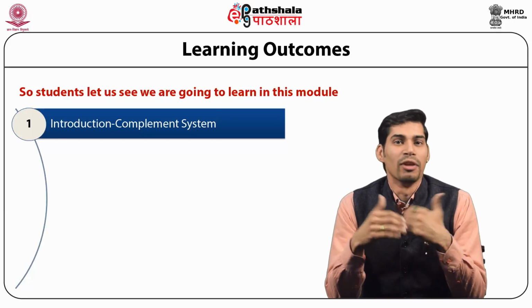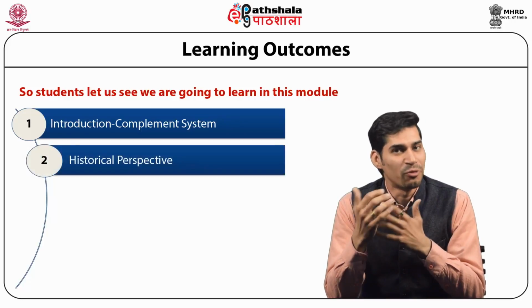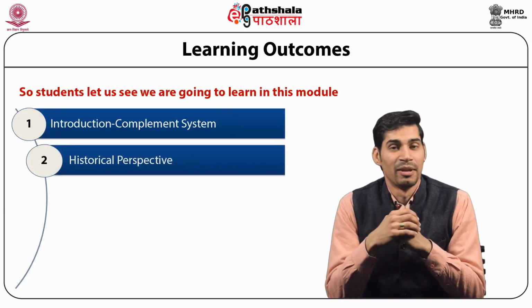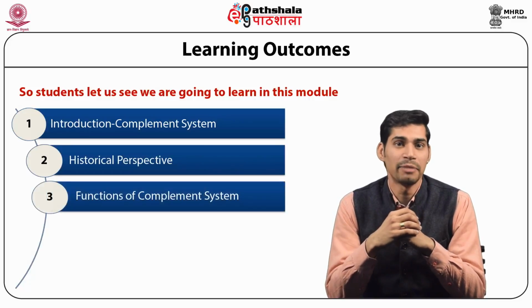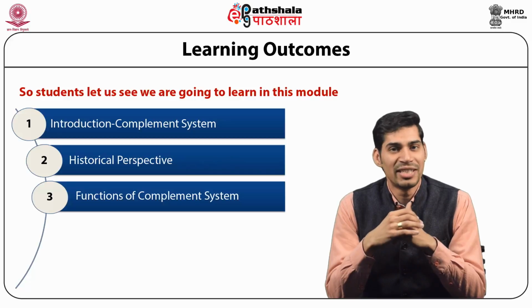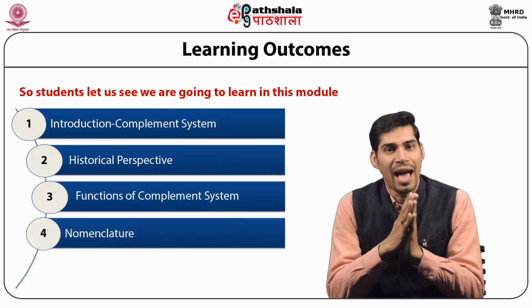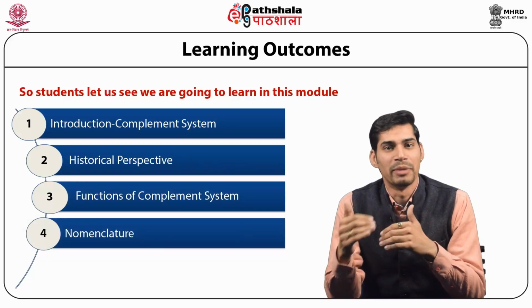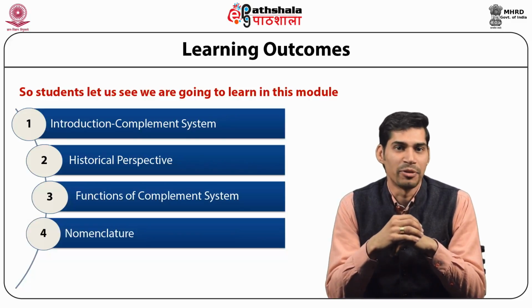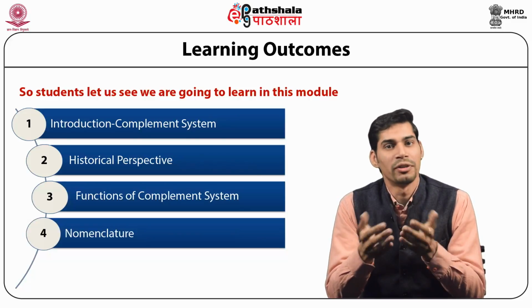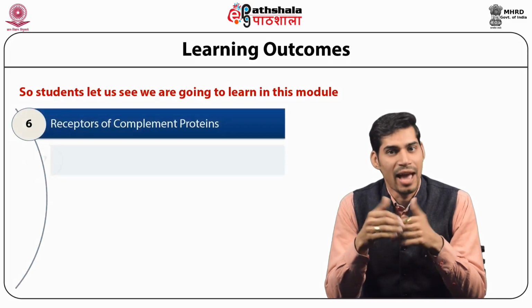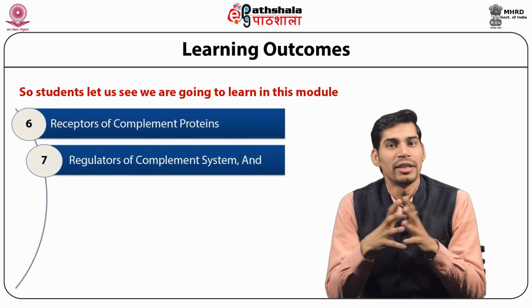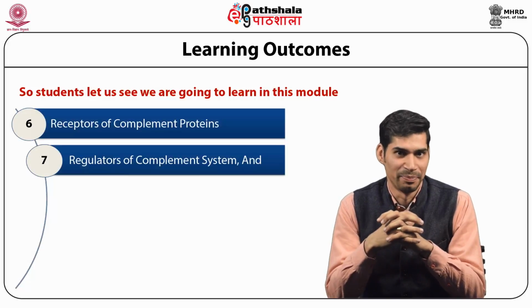Starting with this thing, we'll move on to the history part, how it was actually discovered. Then we'll move on to the various functions, various physiological activities that it performs. We'll see the various norms and the rules, how these complement proteins are named. Then we'll move on to the pathways of complement system, various receptors and regulators that actually regulate this complement system.